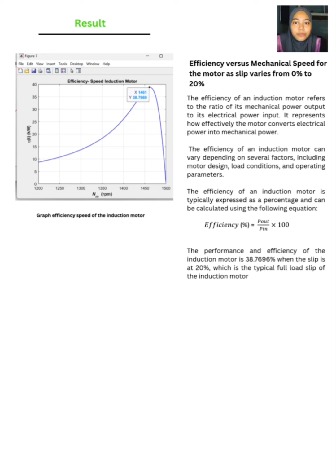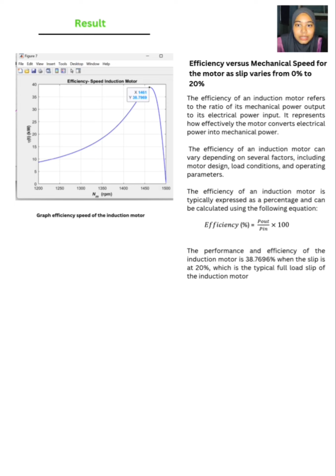Next, for the last graph we obtained from the MATLAB simulation, here is the graph of efficiency versus mechanical speed for the motor as slip varies from 0% to 20%. The efficiency of an induction motor refers to the ratio of its mechanical power output to its electrical power input. It represents how effectively the motor converts electrical power into mechanical power. The efficiency of an induction motor can be expressed by percentage and can be calculated by the following equation, which is the efficiency equal to P output over P input times 100. P output will be the mechanical power and P input will be the electrical power.